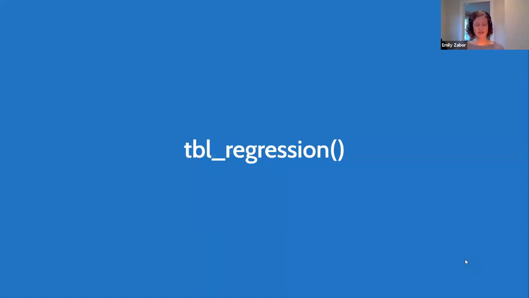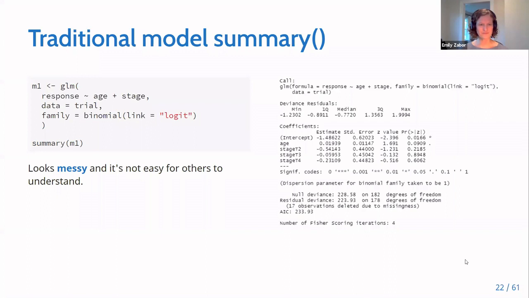So the other primary function in the gtsummary package is tbl_regression. This is for summarizing regression models, which is another really common thing we do in medical research, but I know a lot of you probably do that in other fields as well. So I'll just start out by creating a basic model using GLM.